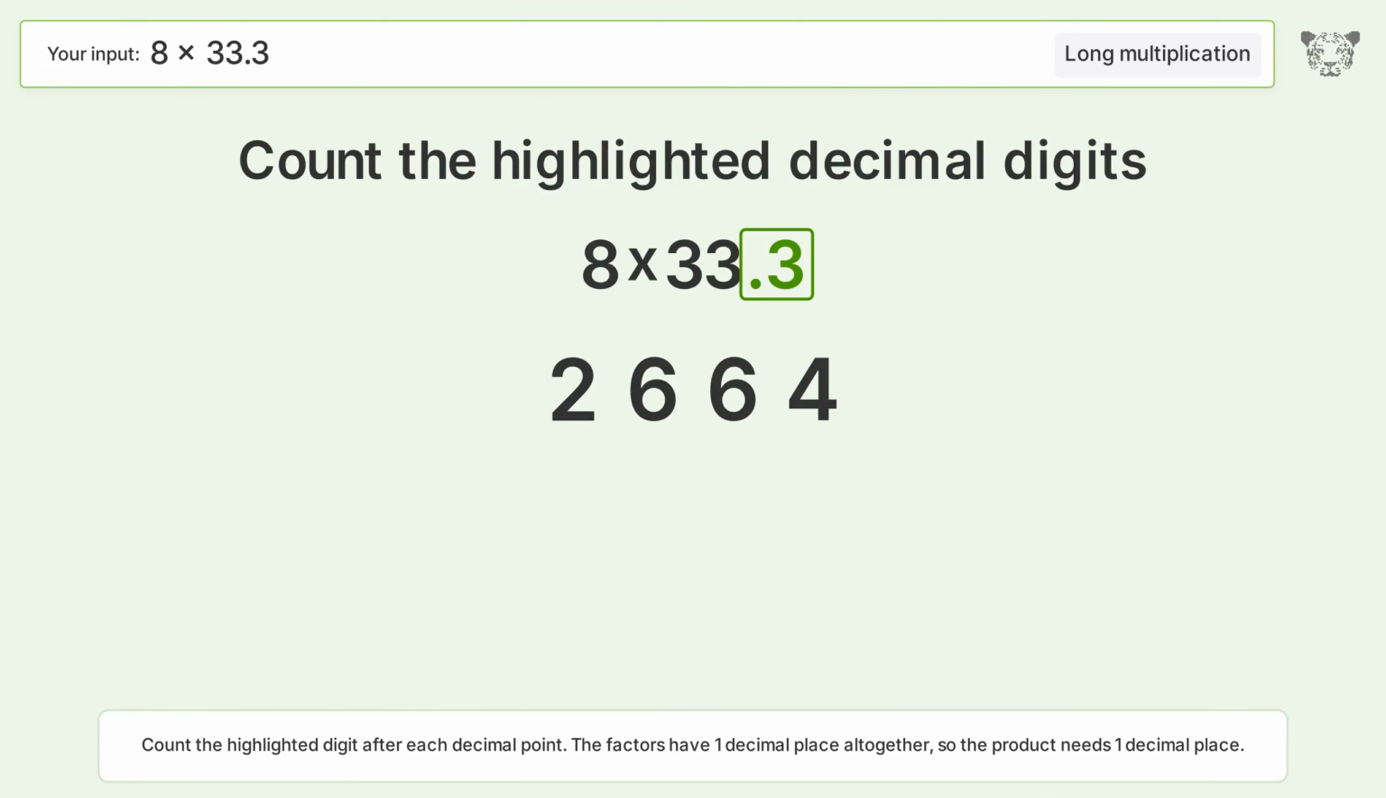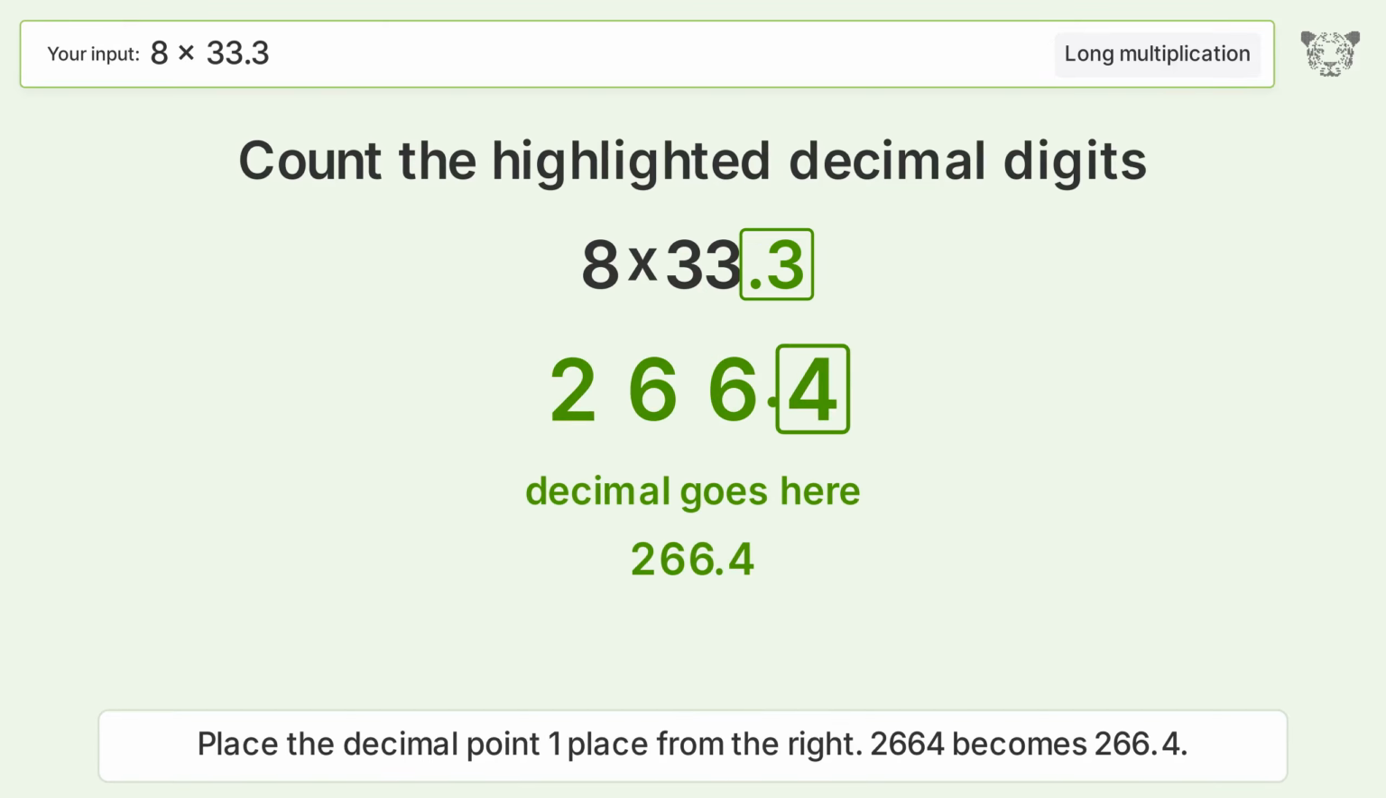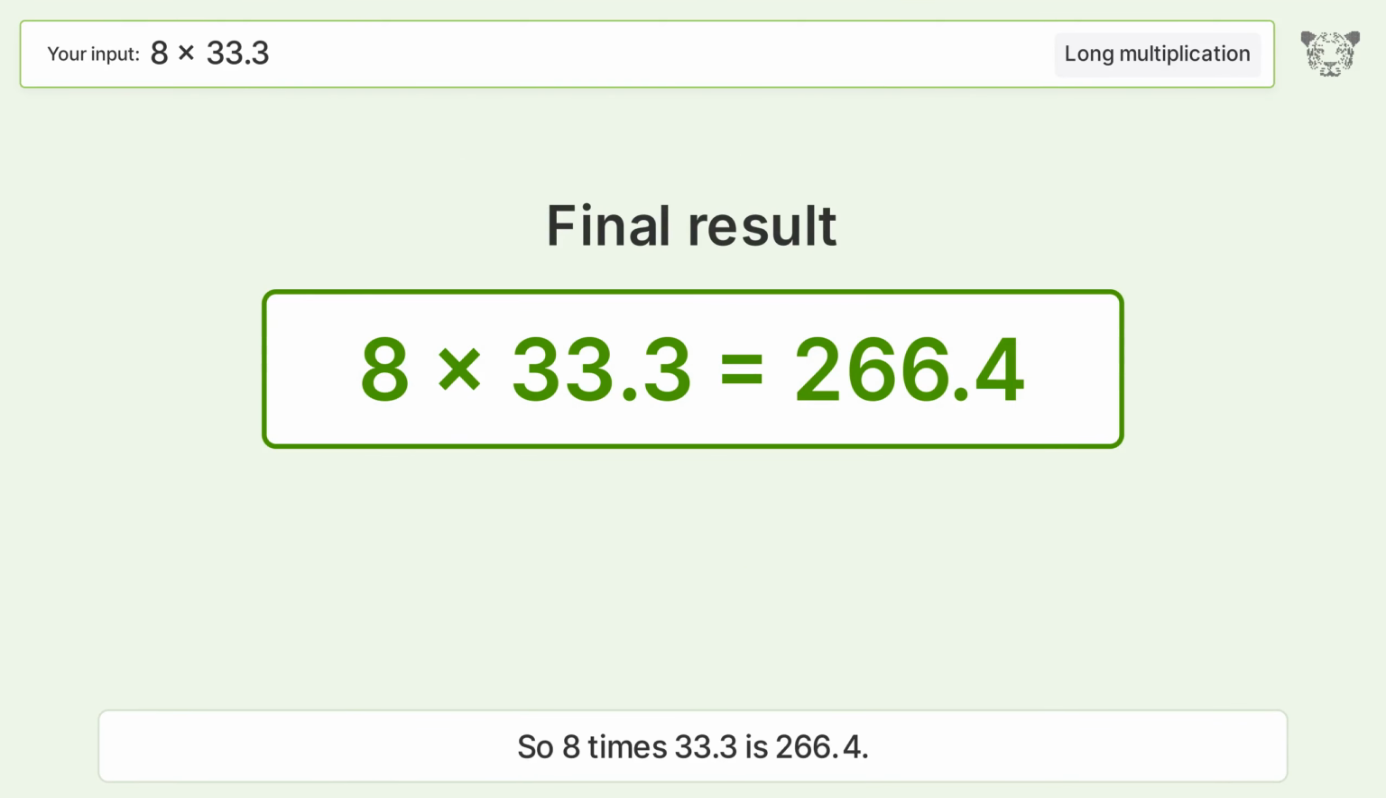Count the highlighted digit after each decimal point. The factors have one decimal place altogether, so the product needs one decimal place. Place the decimal point one place from the right. 2,664 becomes 266.4. So 8 times 33.3 is 266.4.